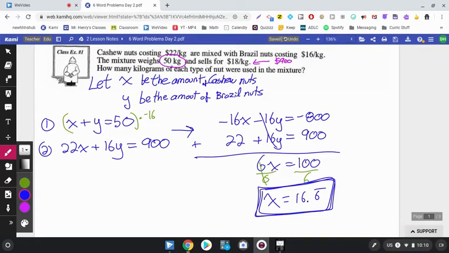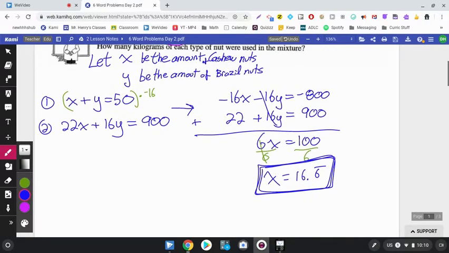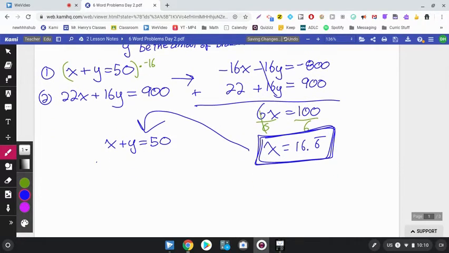Okay, we did it. Well, it said how many of each nut. So now I got to go back and find y, or find the Brazil nuts. I could plug into equation 1, or I could plug into equation 2. I think it's easier to plug into equation 1 because it's smaller, doesn't have any coefficients. It's kind of just plug and play. All right, 16.6 repeating plus y equals 50.